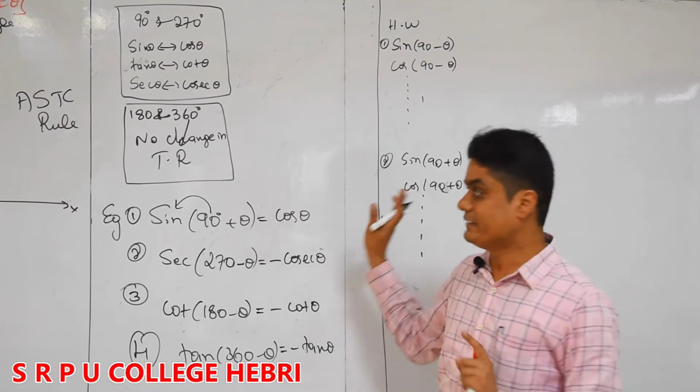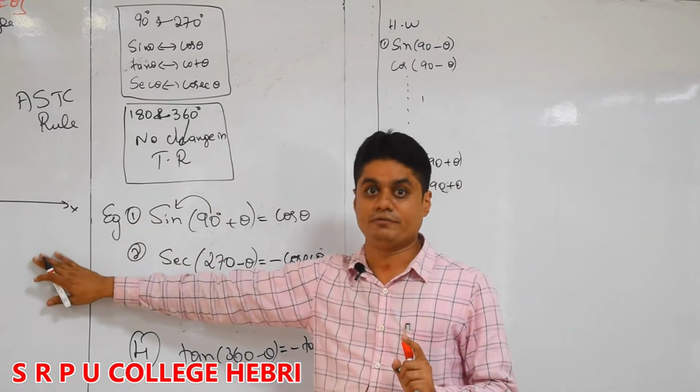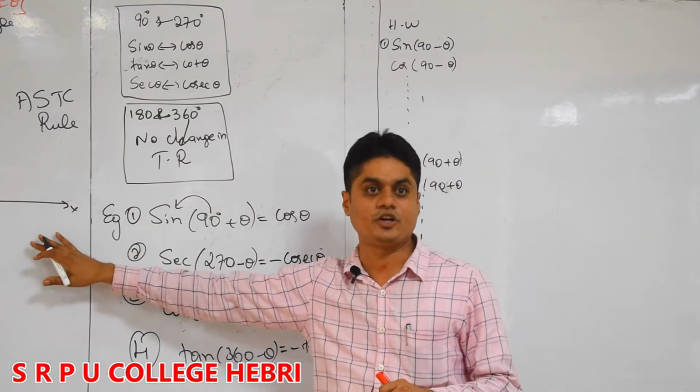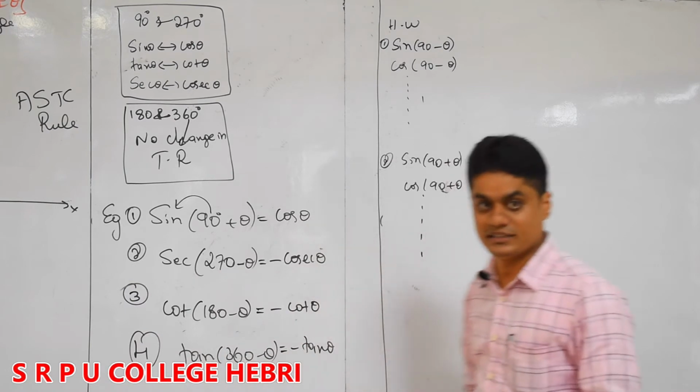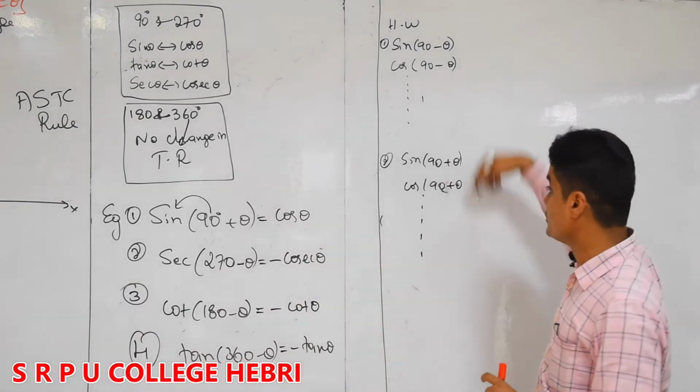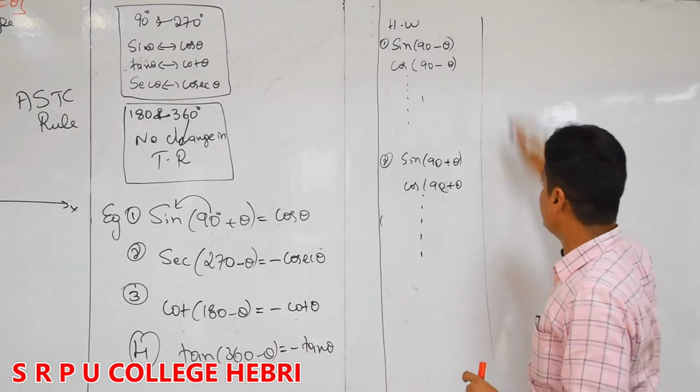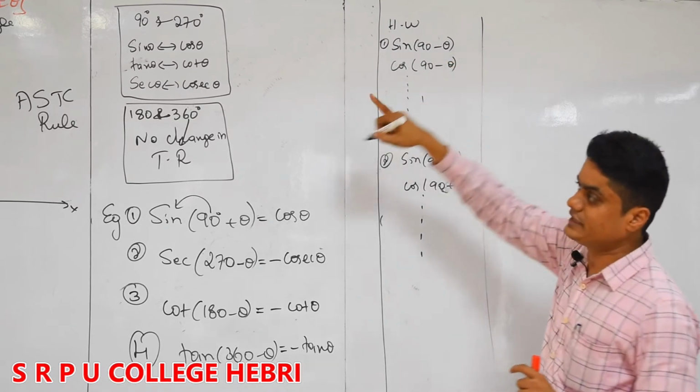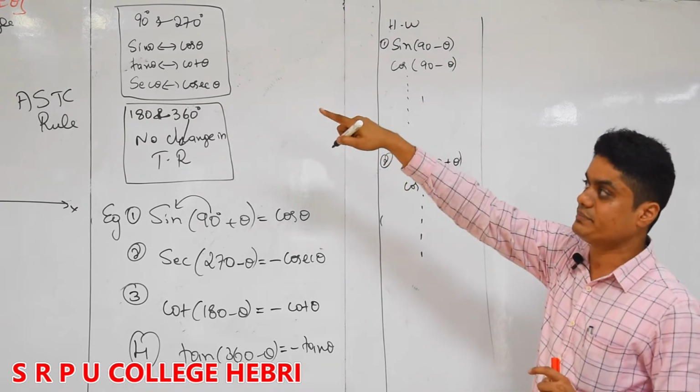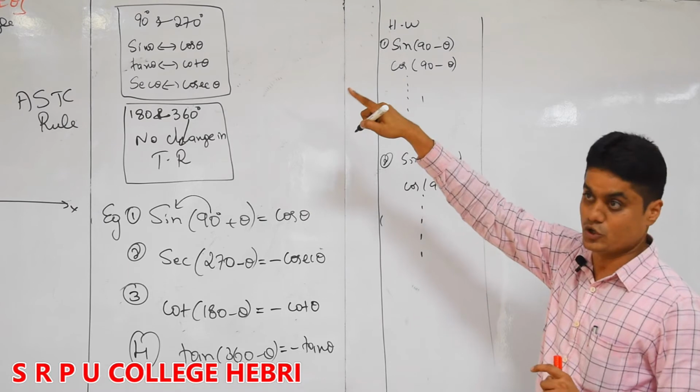Everything is there in this chart. This is my way of understanding and remembering the trigonometric ratios of standard angles. If you have any other methods, please use them. How many angles are there? 90 plus theta, 90 minus theta, 180 plus theta, 180 minus theta and the remaining ones. I hope you can observe.